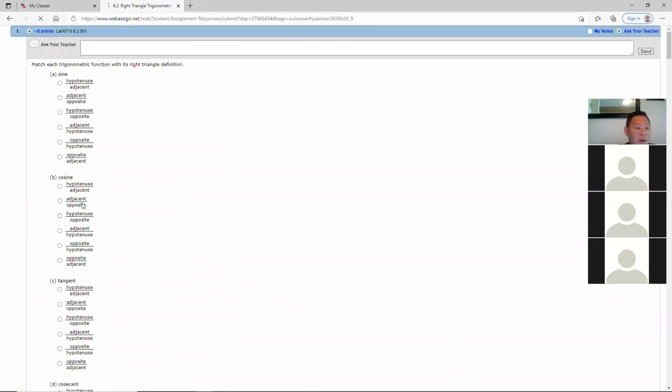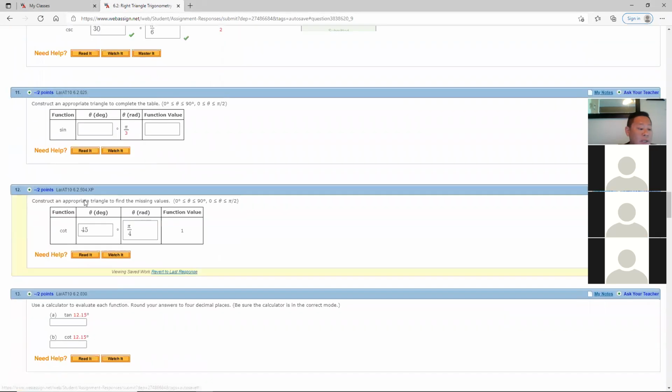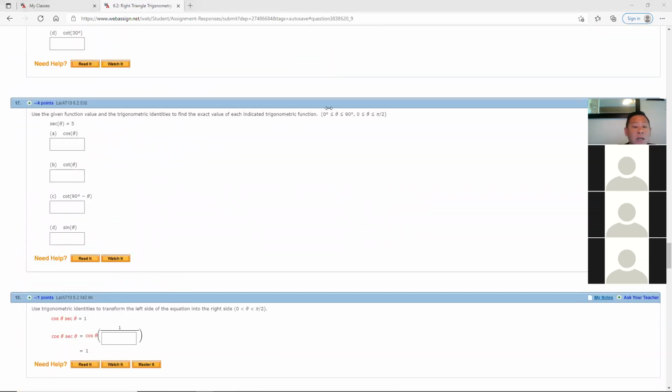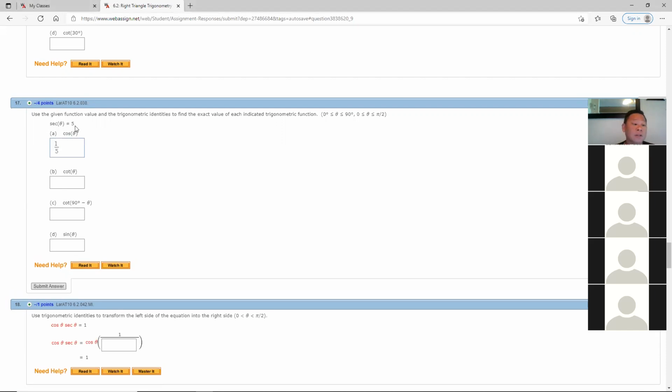Yes, 17. Question number 17 is asking us to use the given function value to find the others. So secant theta is 5. You need to find cosecant, cotangent, and sine. Since we know that secant and cosine are what we call reciprocal functions, in order for us to figure out what cosine theta is, you just take the reciprocal. So it's 1/5 here.